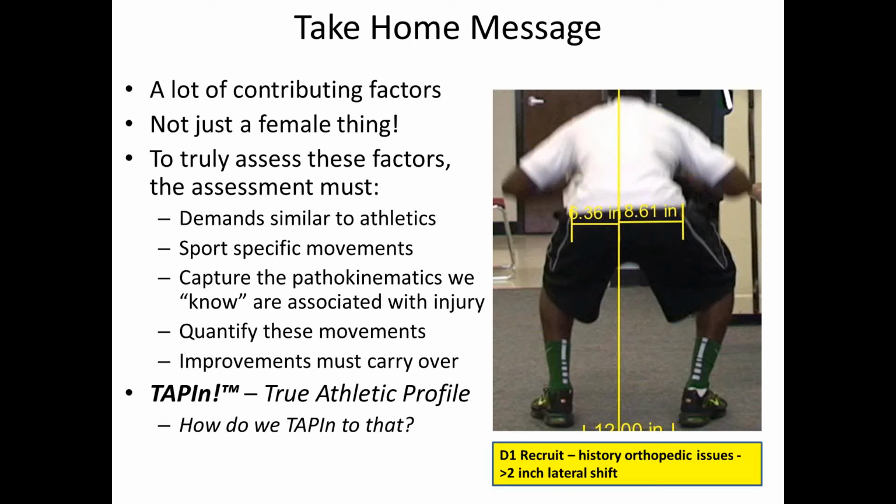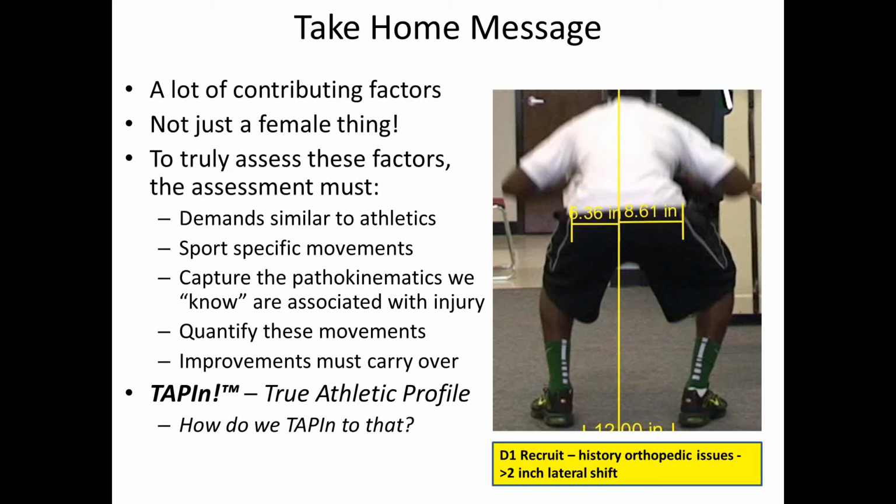To truly assess all of these factors, we have to assess in a way that is similar to the athleticism that is required by the sport. It has to be sport-specific or incorporate sport-specific movements. And we know from the research that single limb testing is much more sport-specific than double limb or bilateral. It has to capture the pathokinematics that we know. They're not made-up movements. They're not ones that we think or assume are associated. They have to capture the ones that we know are associated with athletic injury.